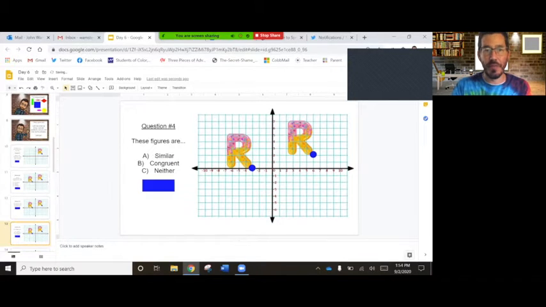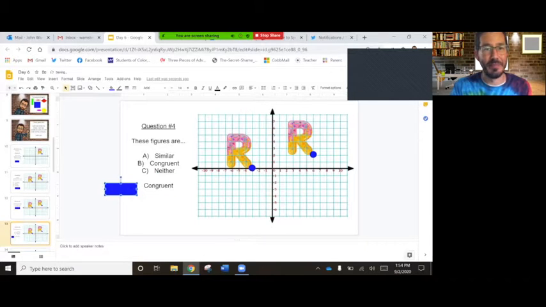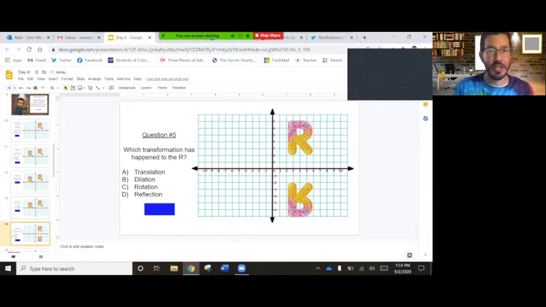Let's go on to question number 4. These figures that have been translated are similar, congruent, or neither. We just learned these words. Are they similar, congruent, or neither? And that's right, they're congruent. They are the same size and shape. All right. Let's move on to question number 5.